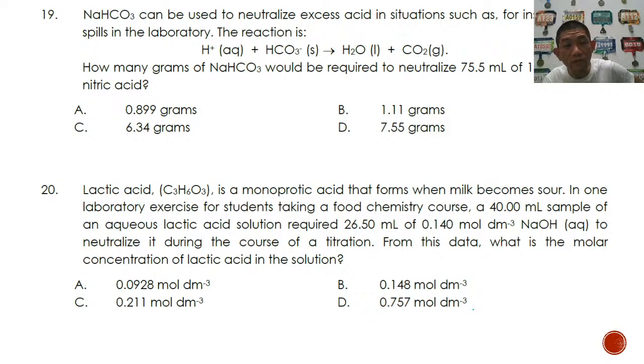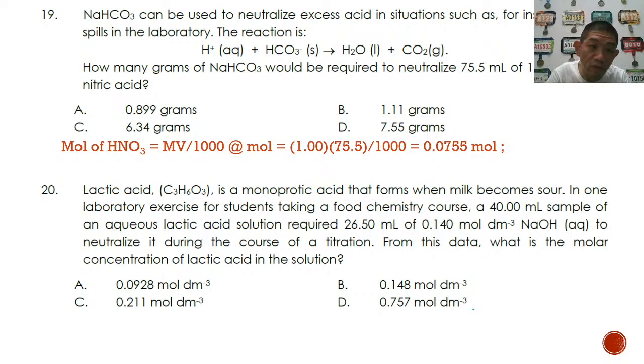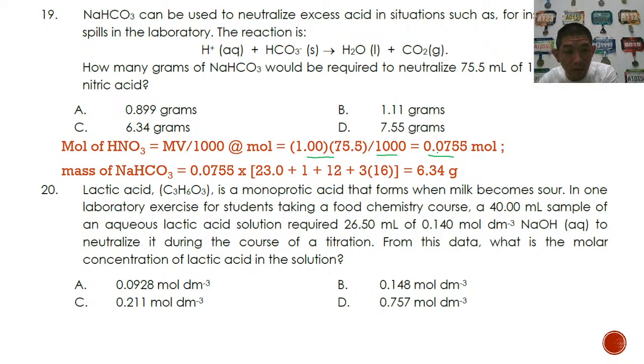acid. So first of all, you have to calculate the mole of the acid. The mole of the acid, you use MV over 1000. So M is 1.0, times 75.5 divided by 1000, you get 0.0755. And then for the mass, stoichiometrically, one nitric acid reacts with one hydrogen carbonate ion, isn't it? So stoichiometrically it's 1 to 1.